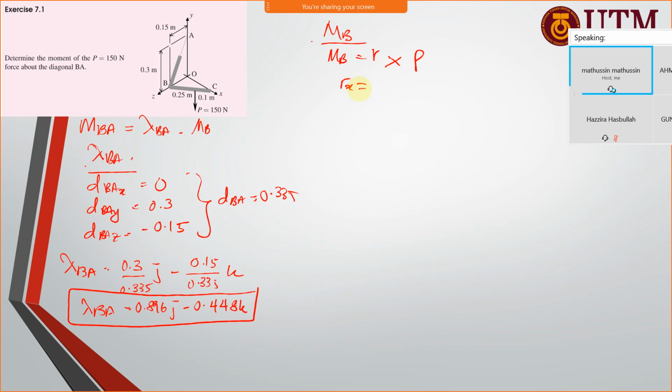r_x. What is our r_x? Boleh kira tak r_x? Macam mana nak kira? What is our r_y? r_y kosong. r_z berapa? Boleh tak dapatkan r_x? Dia bagi resultant 0.25. So, boleh lah.